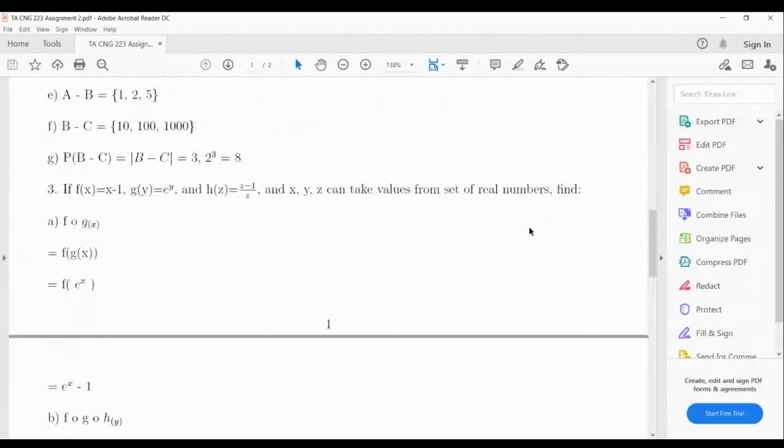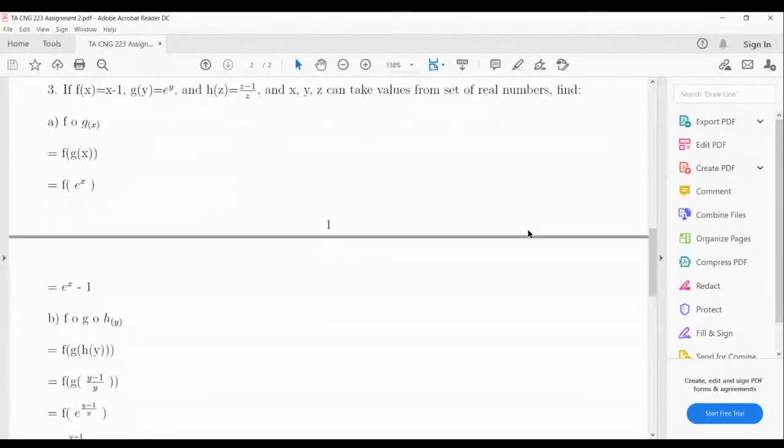All right, let's move on to the easiest question of the second assignment about the composition of functions.